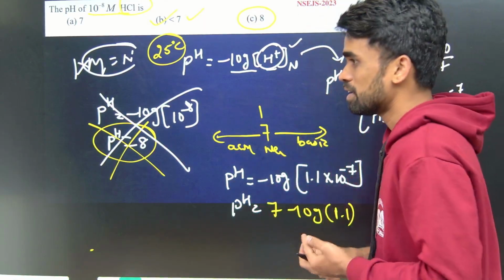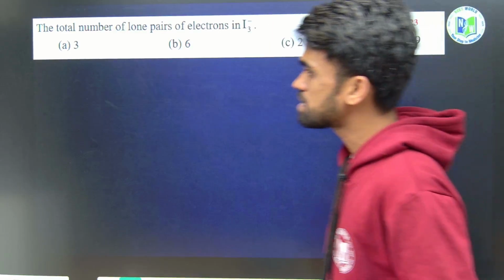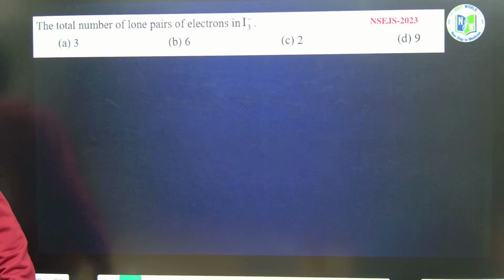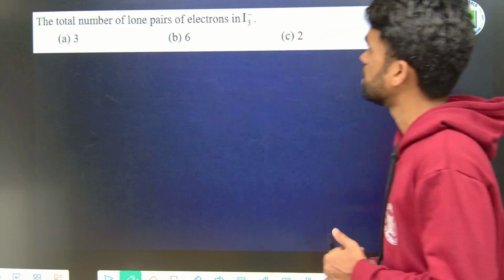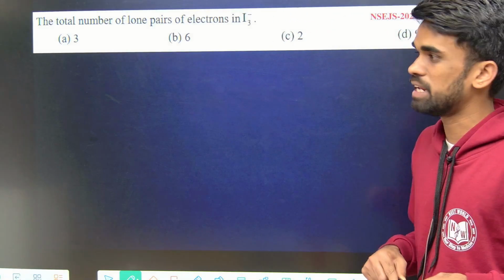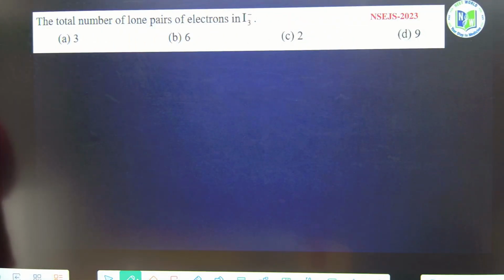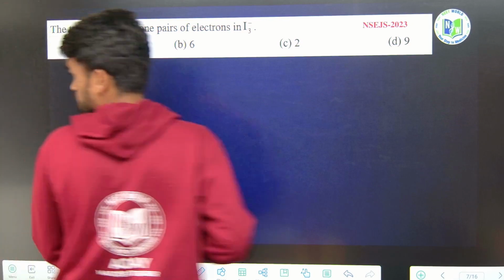Next, let us move forward with a few more questions. Look at this question here: the total number of lone pair electrons on I3 minus. So how can you calculate this? I3 minus, just hold on. So how will you do this?